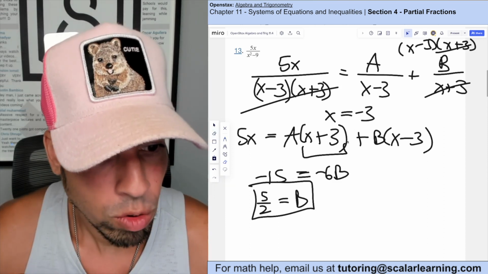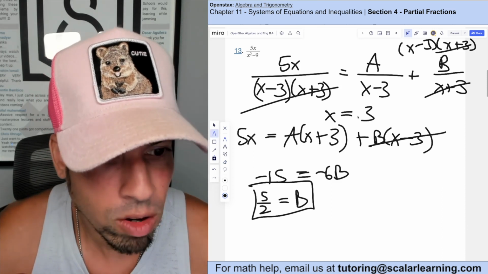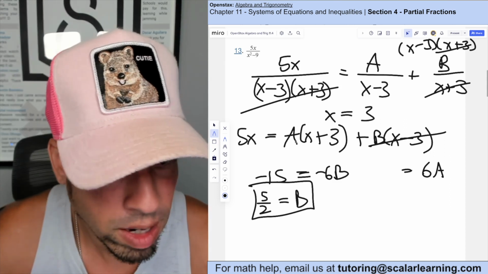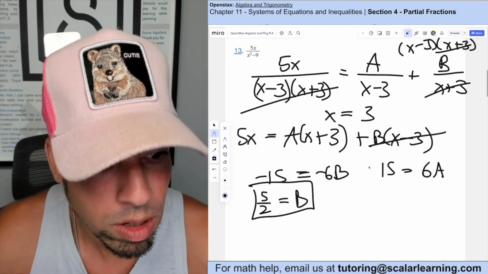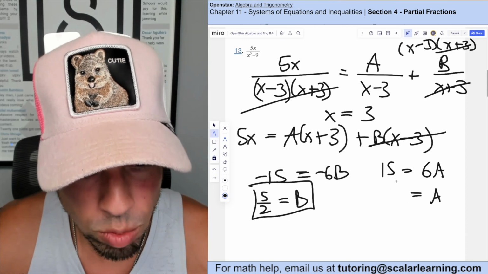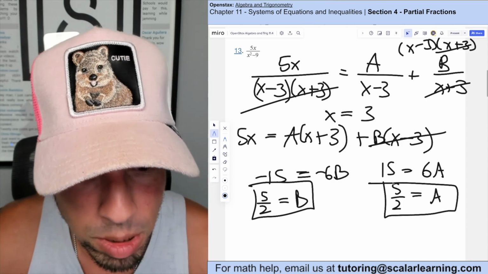Now we're going to come back to this equation, and instead of negative 3, we're going to plug in positive 3. That's going to zero this out, and then 3 plus 3 is 6. So we got 6a is equal to 5 times 3, which is 15. So similar, right? Again, when we divide by 6, we get 15 over 6, which if you divide top and bottom by 3, you get 5 over 2 again. So look at that, a and b are the same.